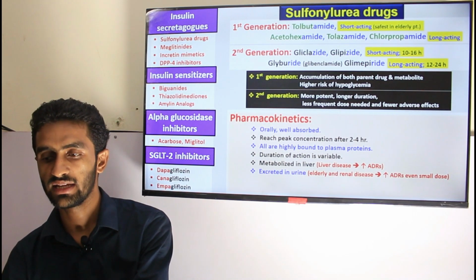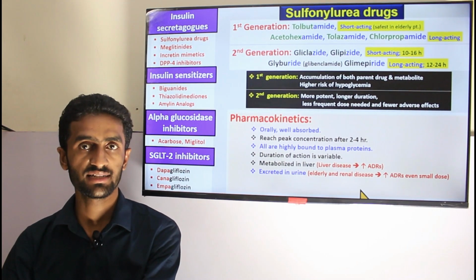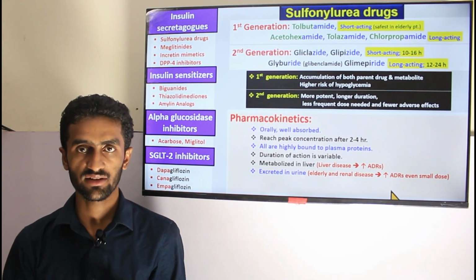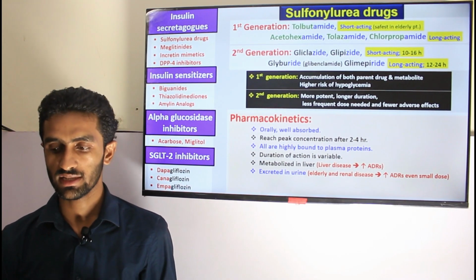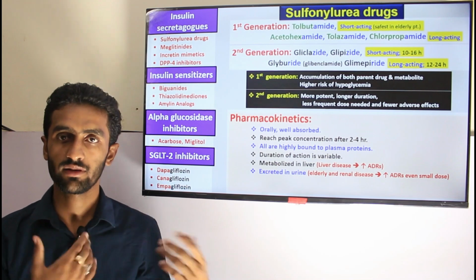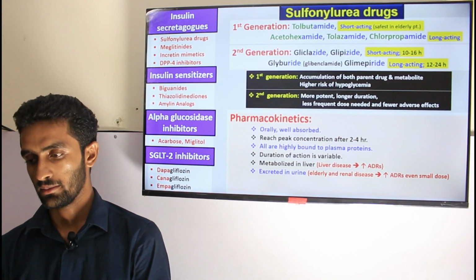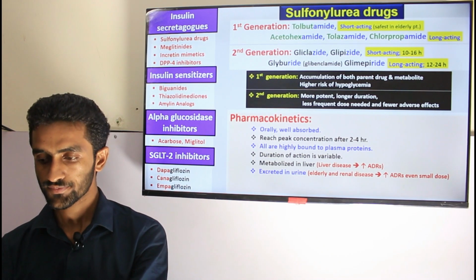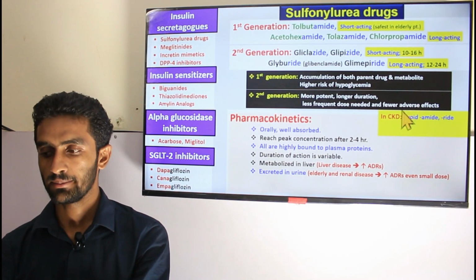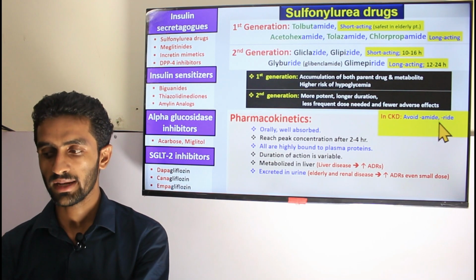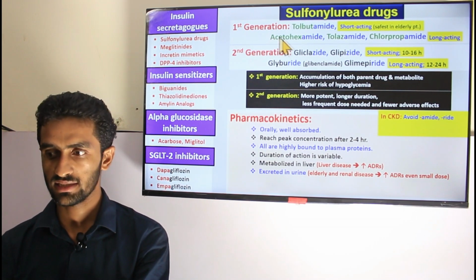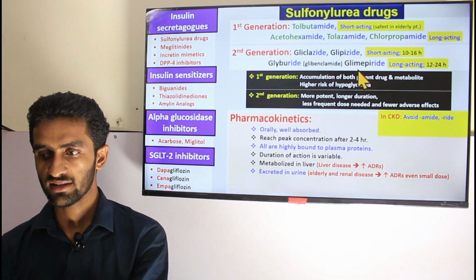So in older patients or in renal disease, there is higher risk of adverse effects even at small doses, because with no excretion there will be accumulation. So hypoglycemia or weight gain side effects will more probably occur. Okay. So in CKD, chronic kidney disease, avoid the amides and the rides. Amides are the first generation, and the rides are the long acting of the second generation.